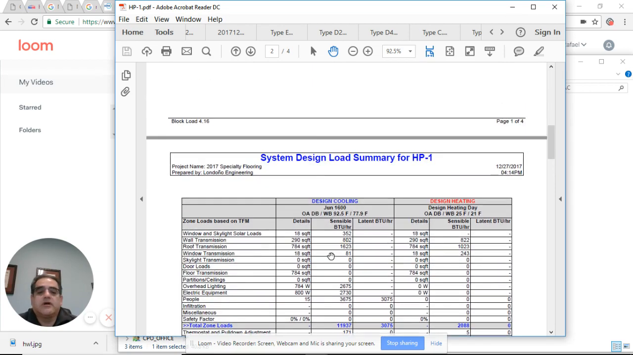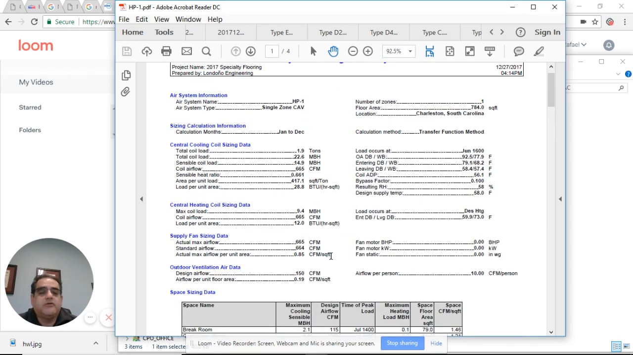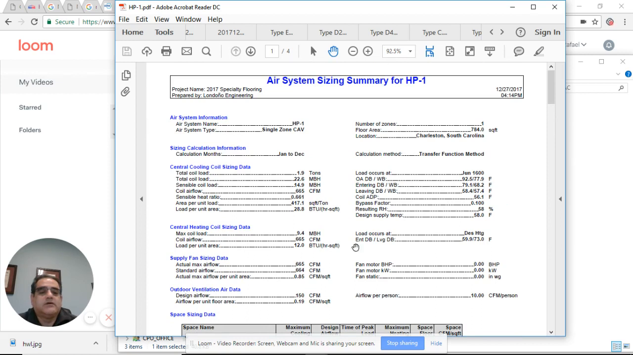Another place we need to look, because sometimes the geographical location changes, then we'll go back and make sure that we got the right place selected here. This is the input we did, and the first step we did in doing the HVAC calculations program. We have 784 feet. And here's what it tells us about this part of the building. The load occurs. That means, when is this building at the worst condition?